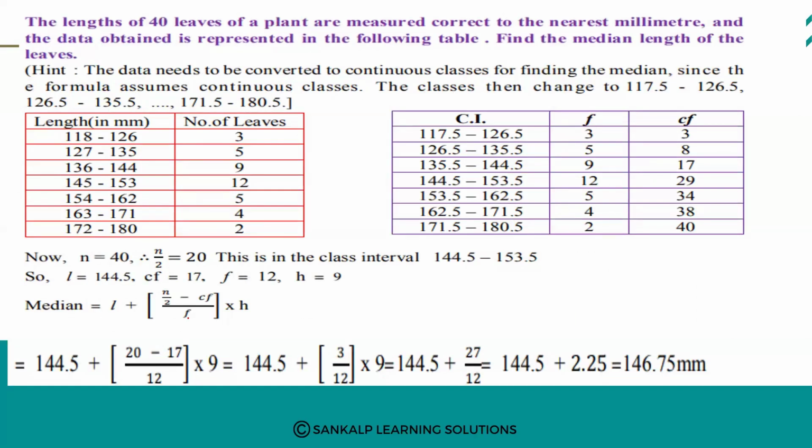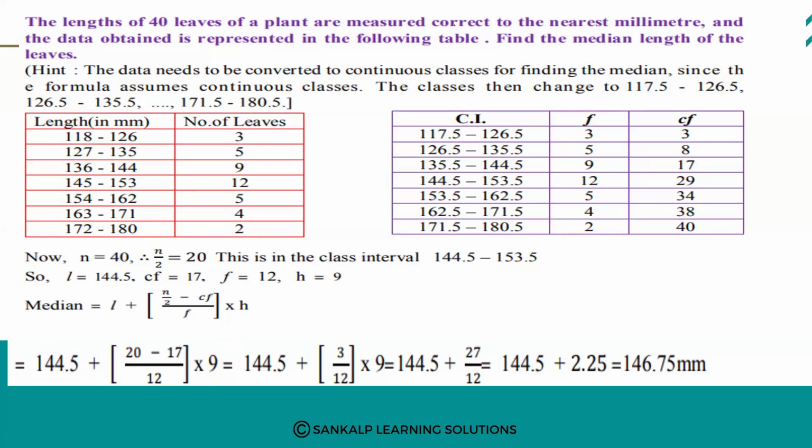The lengths of 40 leaves of a plant are measured correct to the nearest millimeter and the data obtained is represented in the following table. Find the median length of the leaves. The data needs to be converted to continuous class for finding the median. Since the formula assumes continuous class, the class is then changed to 117.5 to 126.5.